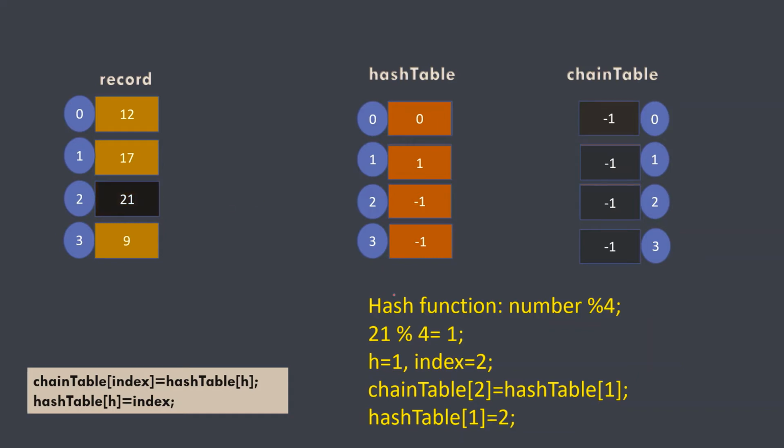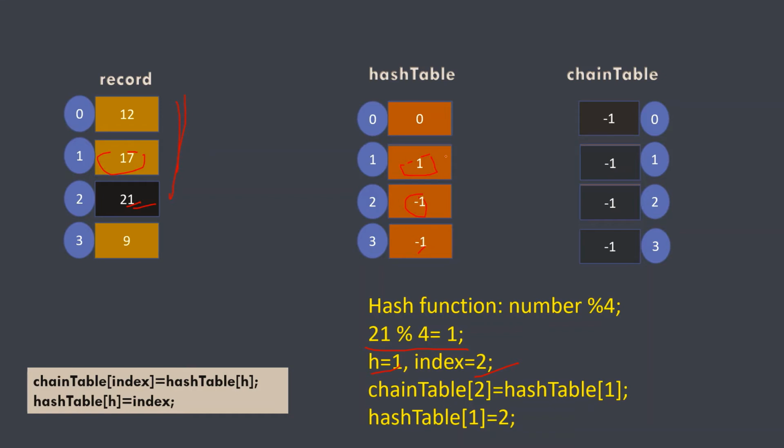Now here comes the collision. When I deal with 21, 21 modulo 4 is 1, so the hash value is 1 and the index is 2. But when you go to hash value 1, there is already an entry. The -1 means there is no entry yet. -1 means there is no entry in the record having the hash value of 2, and here also -1 means there is no entry in the record having the hash value of 3. But there is an entry in the record having the hash value of 1, and that is stored at index 1, that is 17.